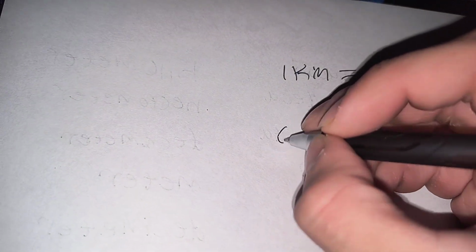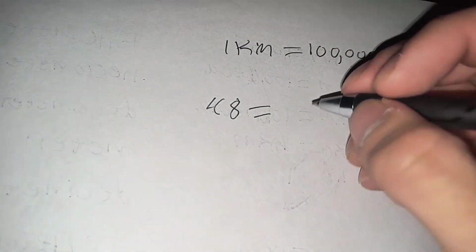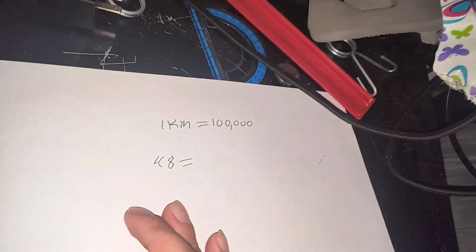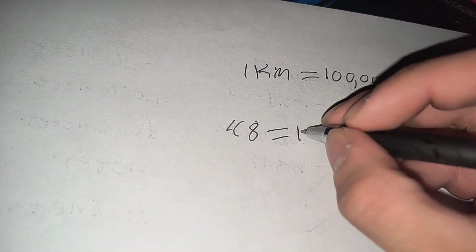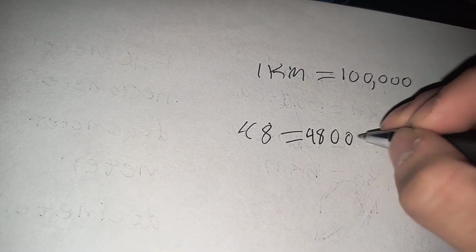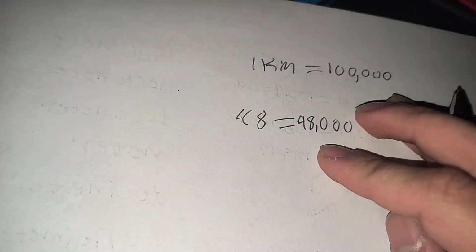Okay. Now, if I wanted to find out how many meters are in 48 kilometers, I'll have to go look at the chart. Kilometers is right there. So meters is 1, 2, 3 down. So put my 1 there. Put my 48 there. And then put 1, 2, 3. 48,000 meters. So 48 kilometers is 48,000 meters.